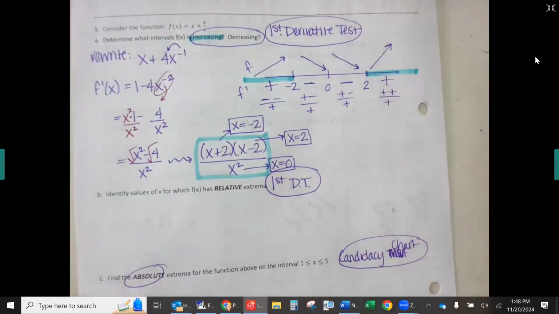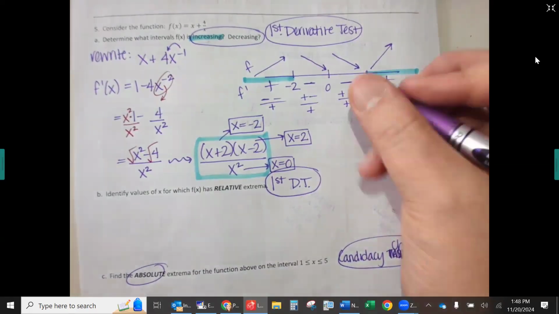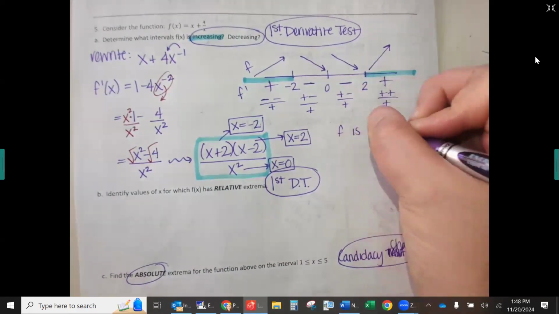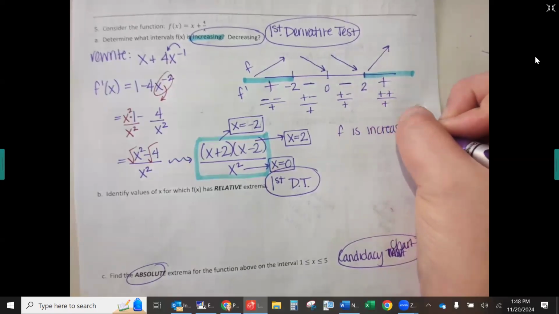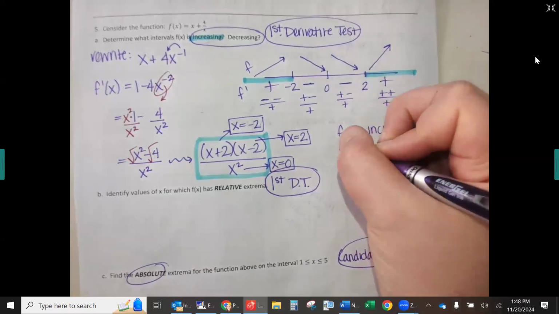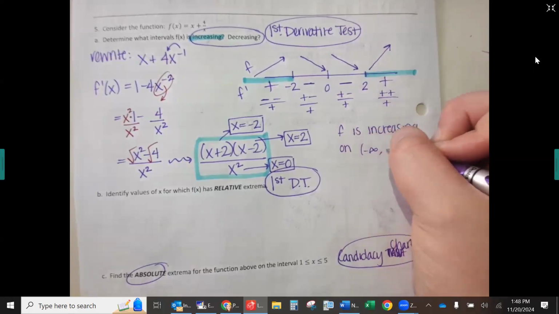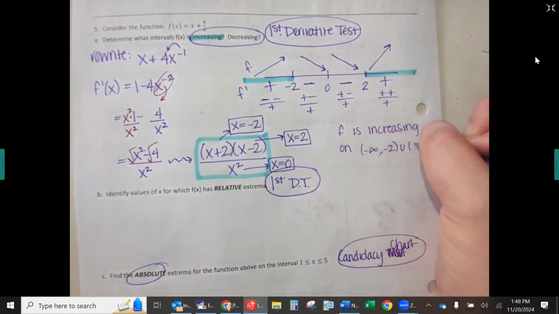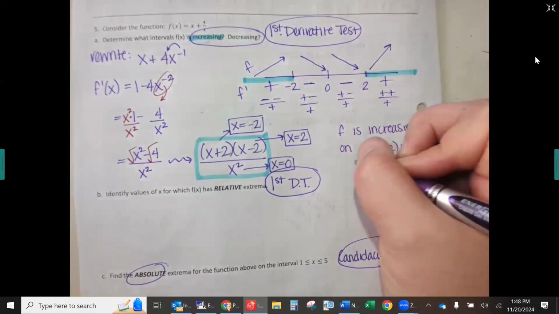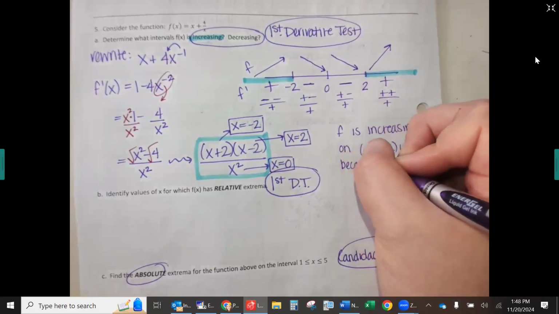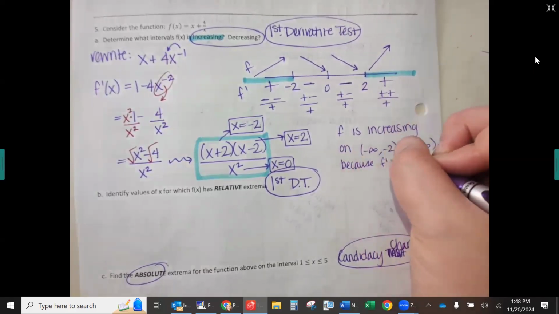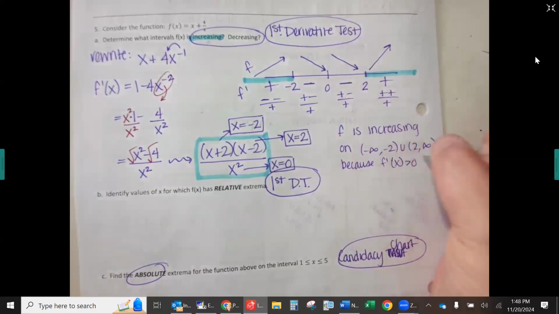Where is it decreasing? -2 to 0. -2 to 2. And you can go straight through, or you could do 2 little subintervals if you want. So let's put f is increasing on -infinity to -2, union 2 to infinity. Okay, then I'm gonna put because f prime of x is greater than.